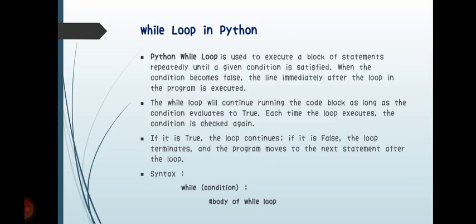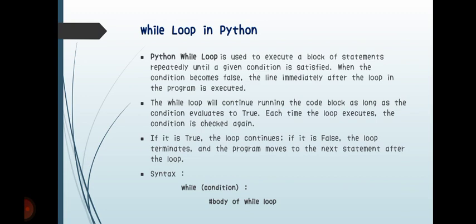Next, while loop. The while loop in Python is used to execute a block of statements repeatedly until a given condition is satisfied. When the condition becomes false, the line immediately after the loop in the program is executed. The while loop will continue running the code block as long as the condition evaluates to true.